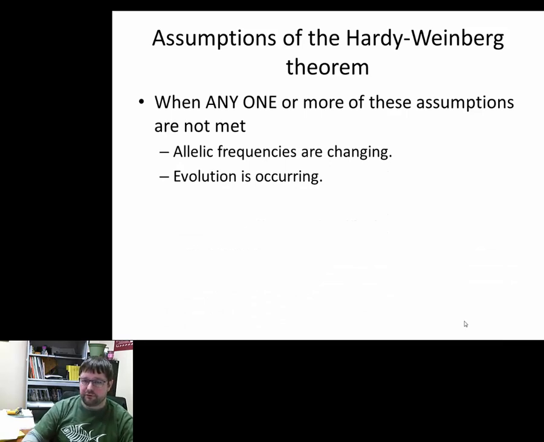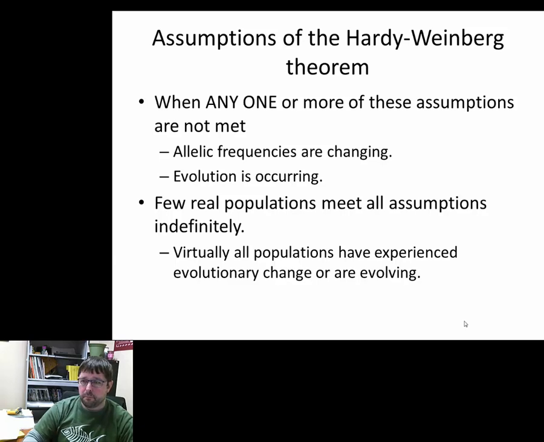So when any of those 4 or 5 features are not met, then the population is changing. The allele frequencies are changing, and evolution is occurring. Again, with Hardy-Weinberg, we're trying to figure out ways in which you could examine a population to determine if it was evolving. If they met all those assumptions, then they were not evolving. The population was not changing. Its allele frequency was not changing. It was stable, or it was considered to be at Hardy-Weinberg equilibrium.